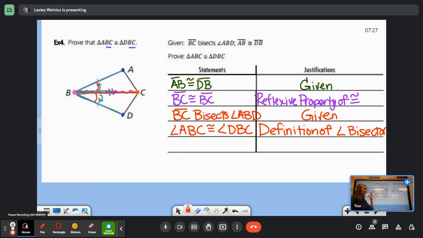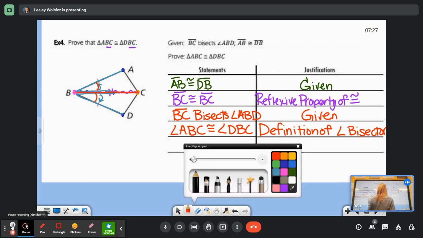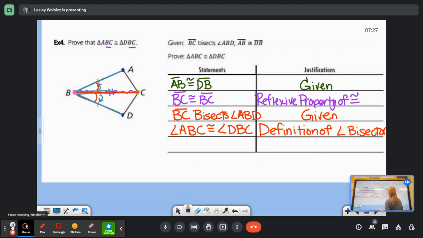Okay, so I have my two sides, I have my included angle, I'm ready for side angle side. I know these triangles are congruent. So I look at my proof statement. This is always the last line of my proof. It's like they gave it to you. Triangle ABC is congruent to triangle DBC by side angle side. Ta-da!